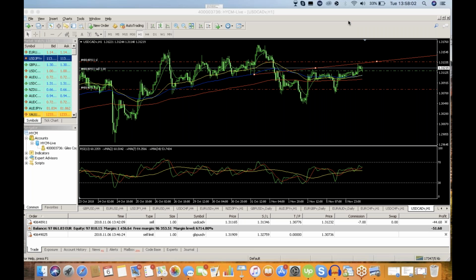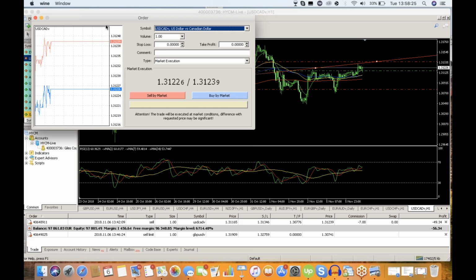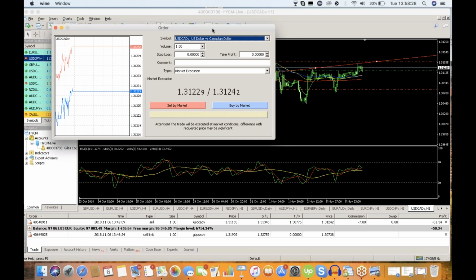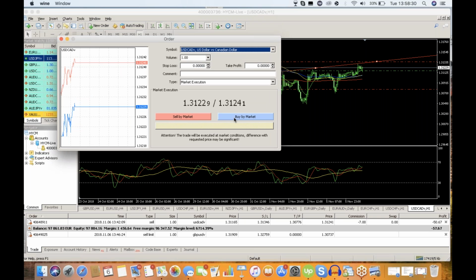Okay, so if you want to just pull up your demo account, in this account here, you've got a balance of roughly 100,000 euros. With a balance of roughly 100,000 euros, in order to trade without leverage, you would be trading one lot. In order to place a trade, you go to new order, and if you want to enter a sell or a buy order exactly where price is, you would press the sell or buy by market.